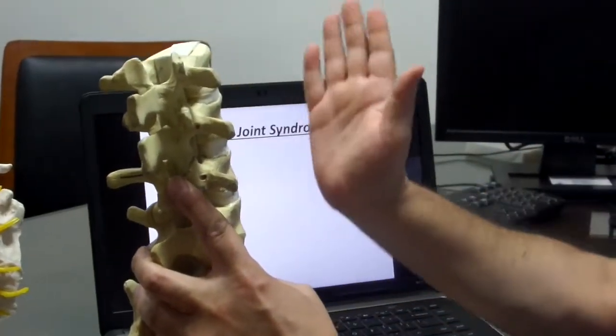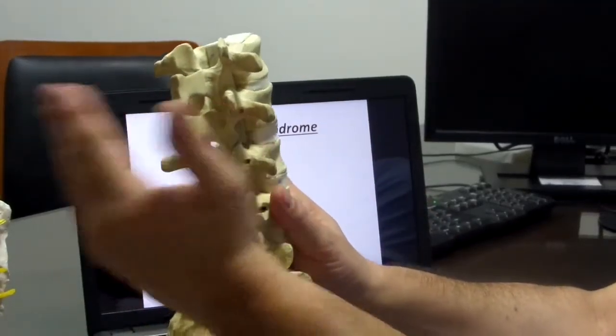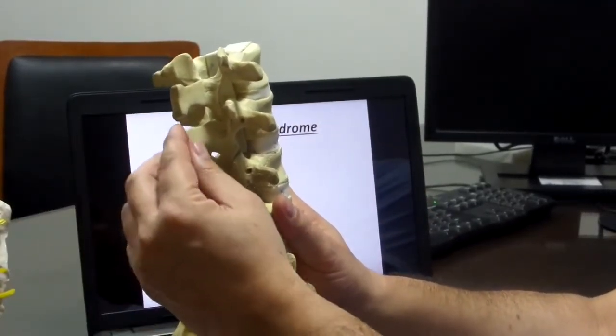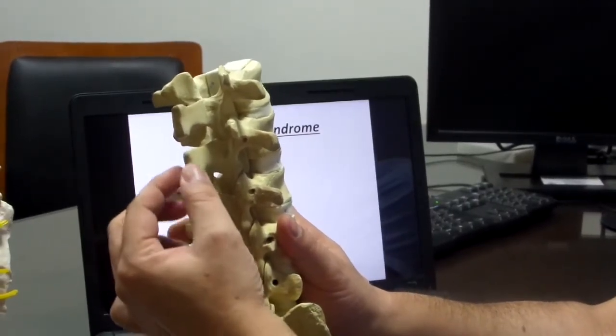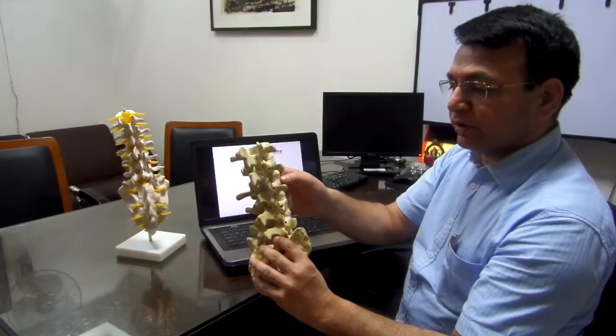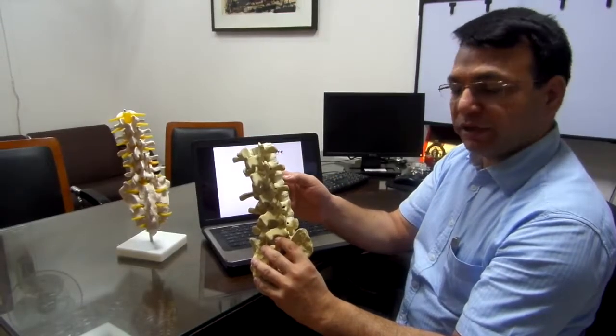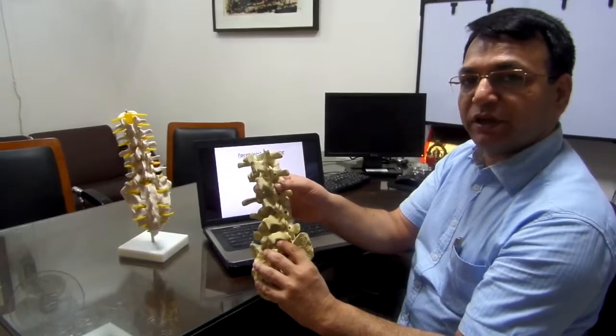This part of the vertebra is facing the front and this part of the vertebra is the back. When we touch our back, the hard bony prominence that we feel is this process that we call the spinous process. So the disc is also a possible source of back pain, but the facet joint can also lead to back pain in a significant number of cases.